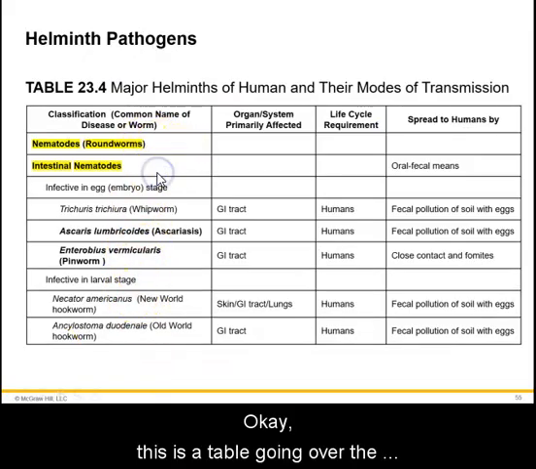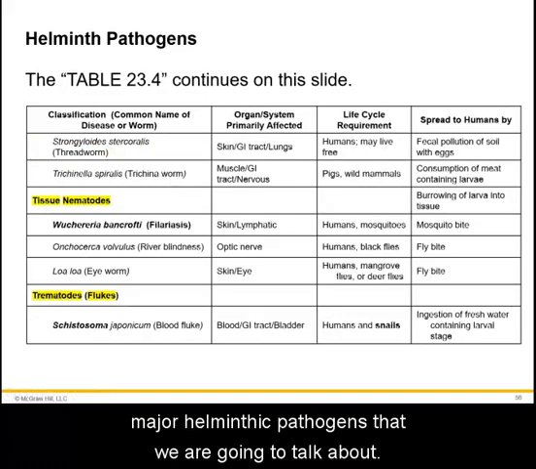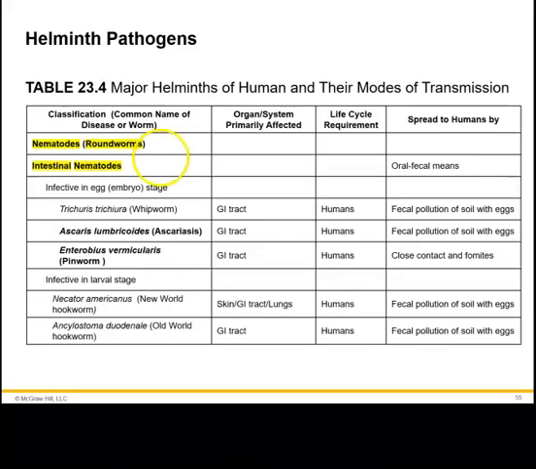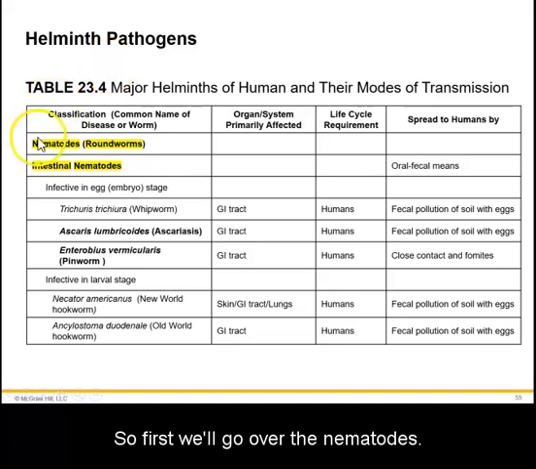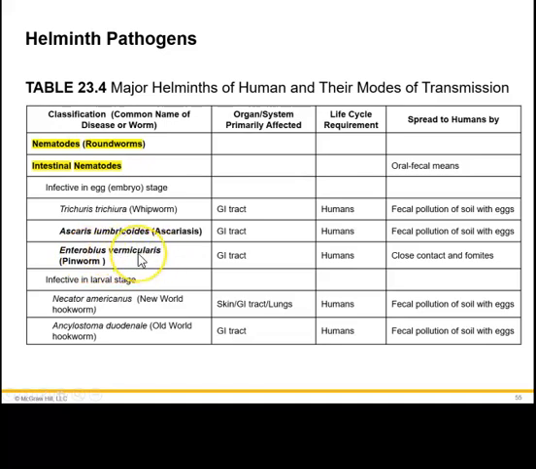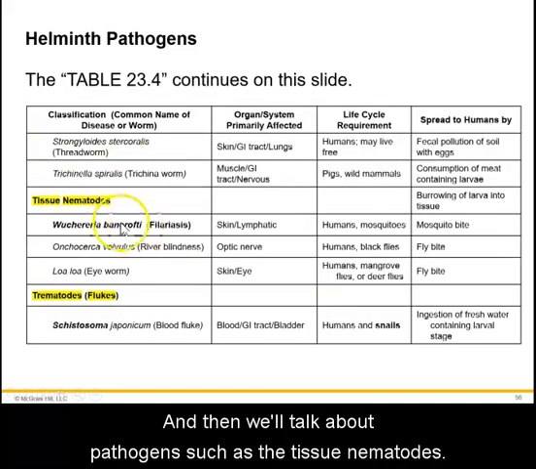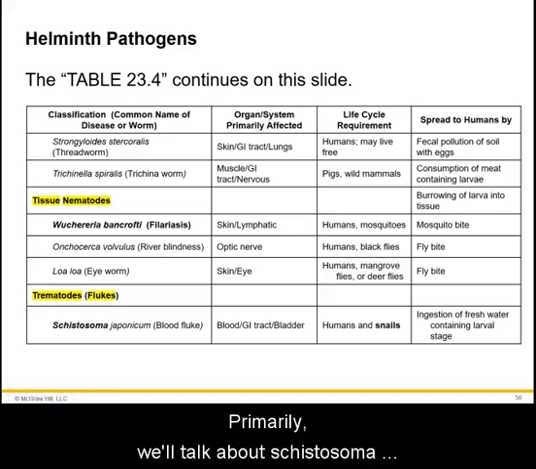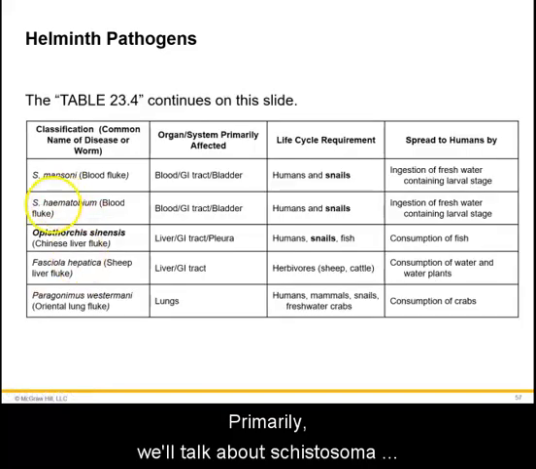This is a table going over the major helminthic pathogens that we are going to talk about. First, we'll go over the nematodes. These are also called the roundworms. We'll talk about intestinal nematodes, agents like Ascaris lumbricoides or Enterobius vermicularis, and then pathogens such as the tissue nematodes. Then we'll talk about the trematodes. These are also called flukes, and primarily we'll talk about Schistosoma and Opisthorchis.